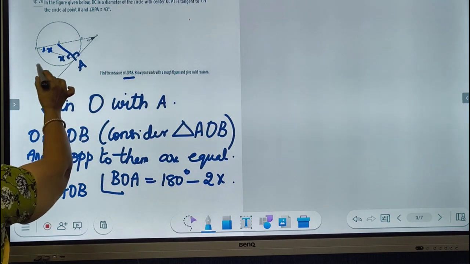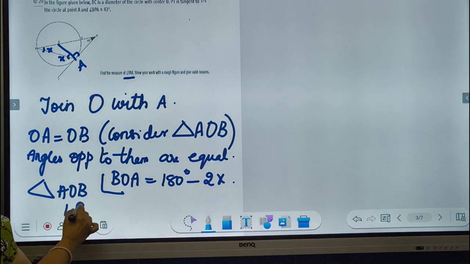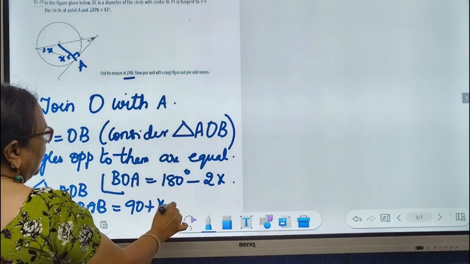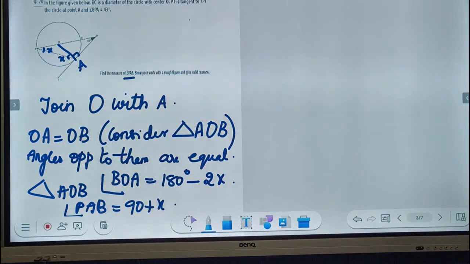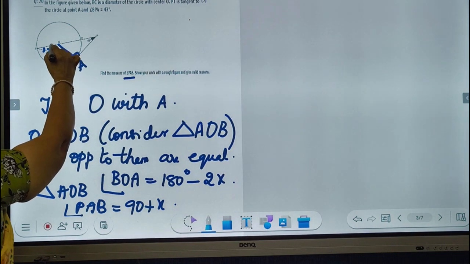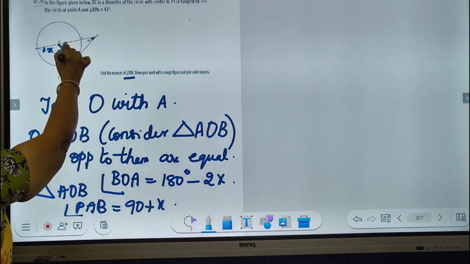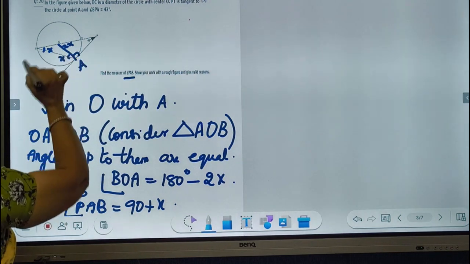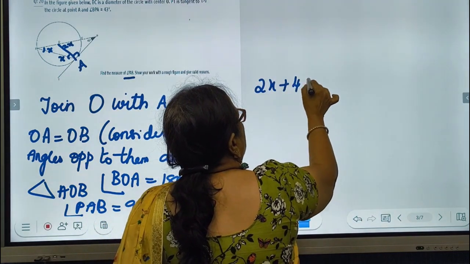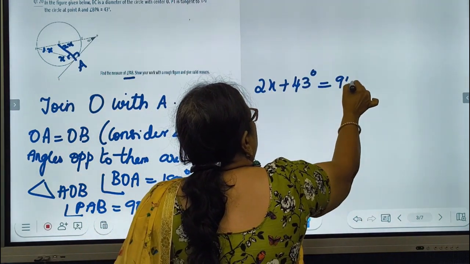Angle PAB is 90 plus X. I need to find the value of X. How to find the value of X? This is 180 minus 2X. That means in this triangle, this will be 2X. This is 90. So 2X plus 43 equal to 90 degrees.